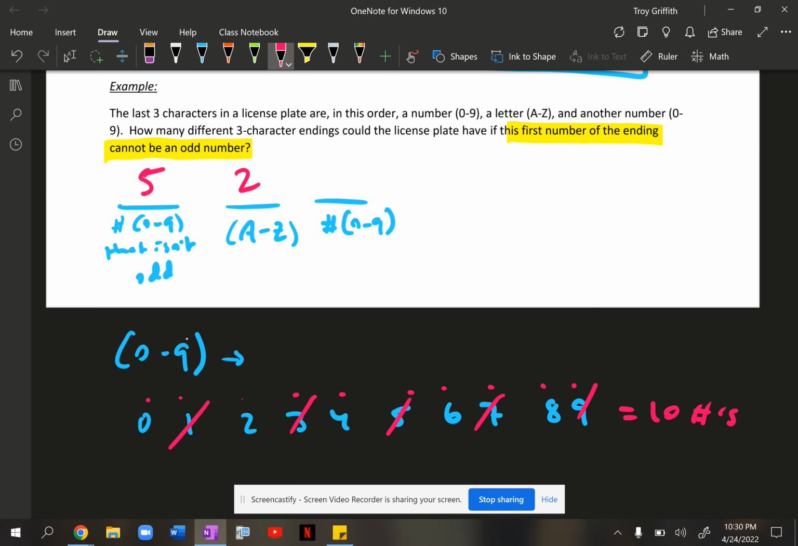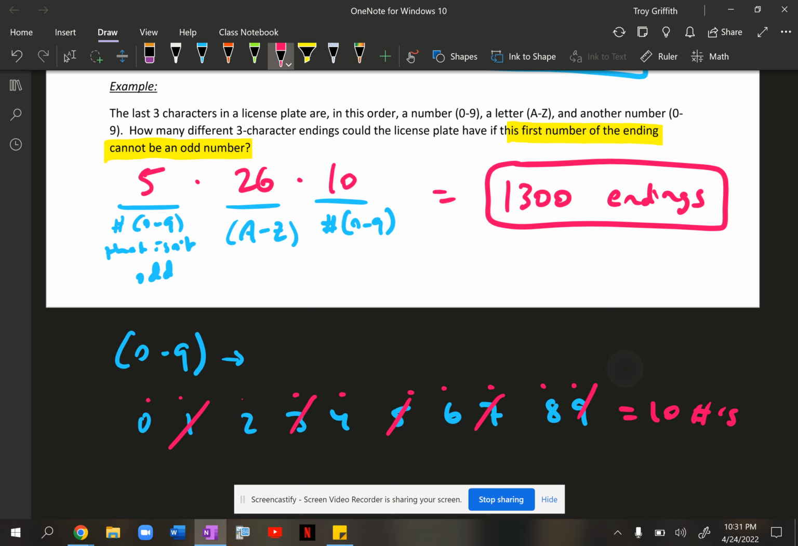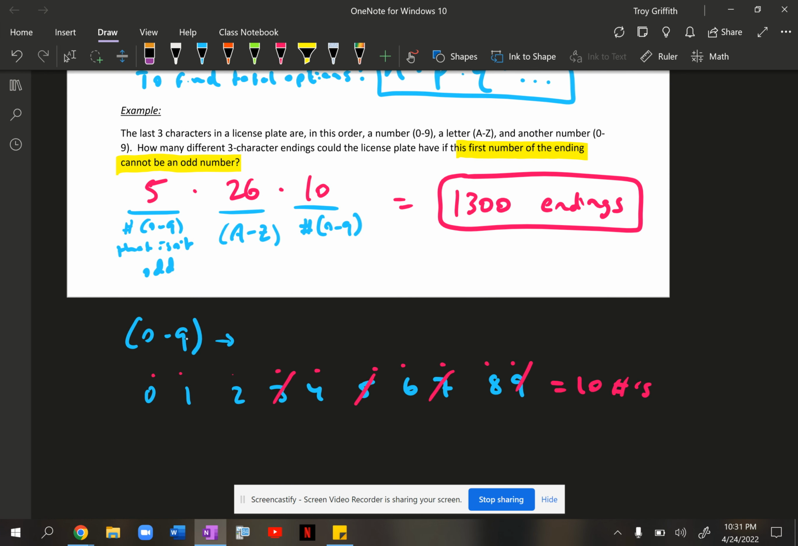Letters from A to Z. Well, there are 26 letters in the alphabet. That's something we all need to know. And then last but not least, they didn't give me any restrictions on this last one, right? So any number from 0 to 9, and it doesn't seem like we can't repeat something, so that gives us 10 options. As we said, there are 10 numbers between 0 and 9, so if we want to figure out all the possible 3-character endings, we'd have to multiply them, and let's see, 5 times 26 is 130, times 10 is 1,300 endings, okay?